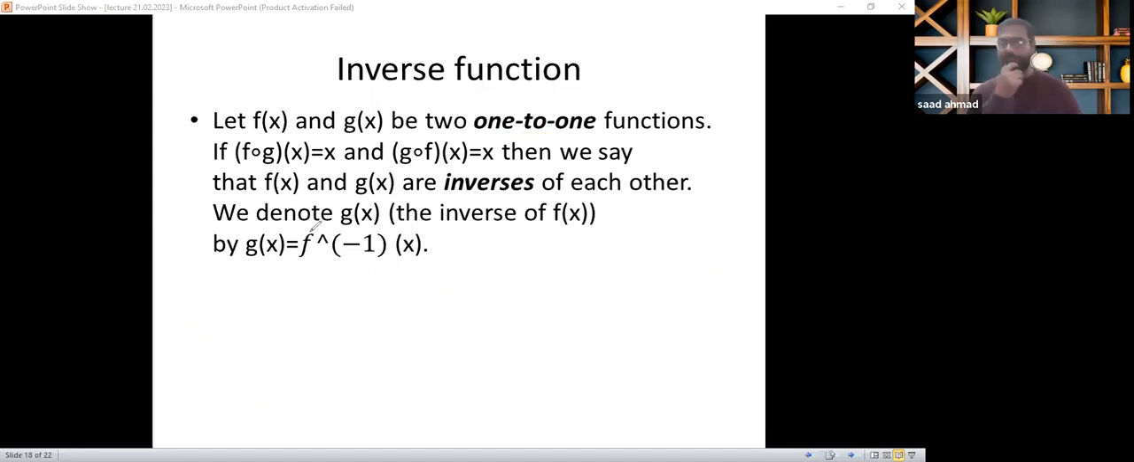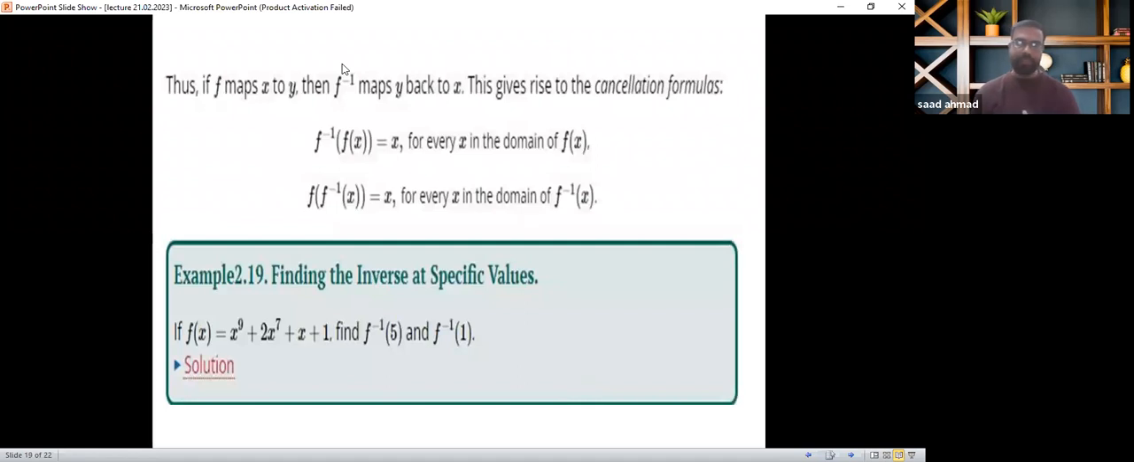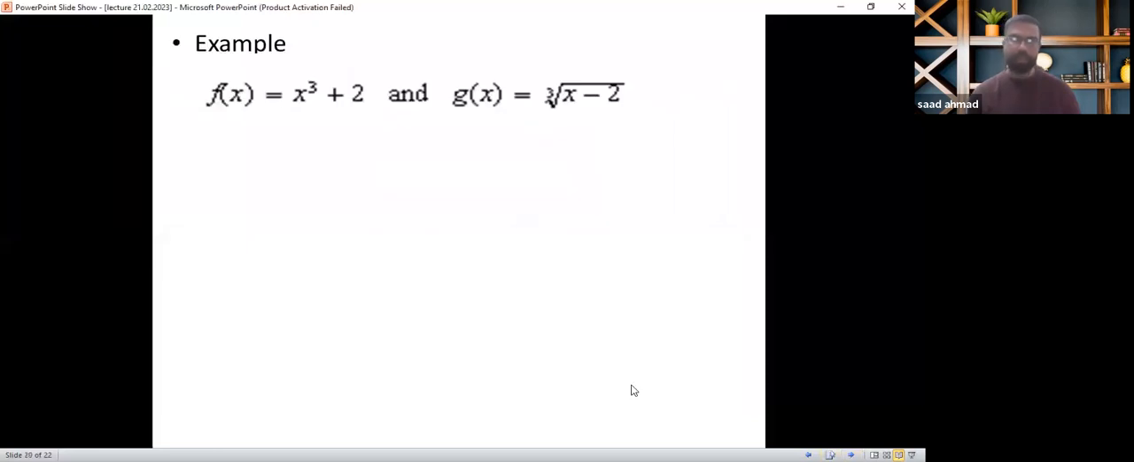So the criteria for checking if two functions are inverses is that we do the composition of those functions, f of g of x and g of f of x, and the answer for both of them should be x. Okay, I have only 10 minutes, so I'm just skipping this one and let's do the next example here.